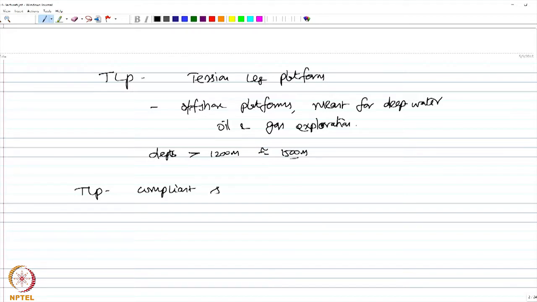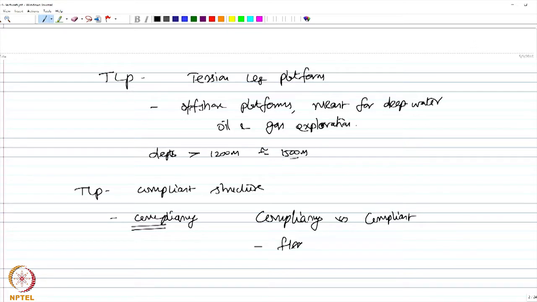TLPs are compliant type offshore structures. I refer you to a spell check on compliancy. So, compliant is not complaint, it is compliant. Compliancy or compliant refers in general to flexibility. Tension leg platforms are structural systems which are very highly flexible.